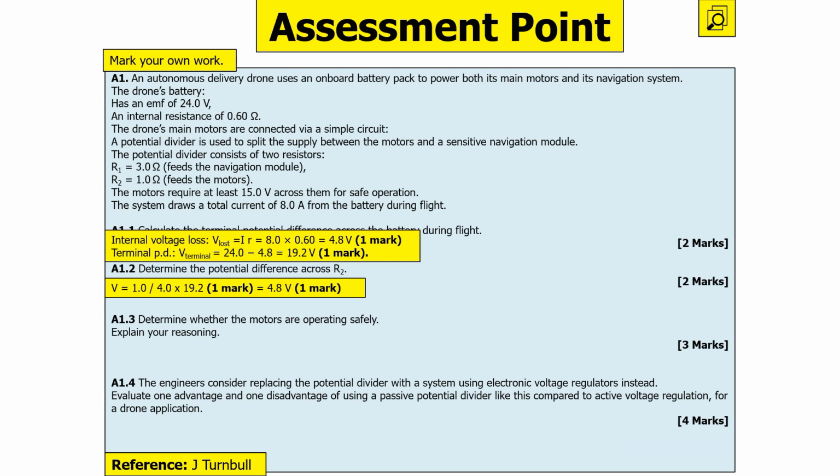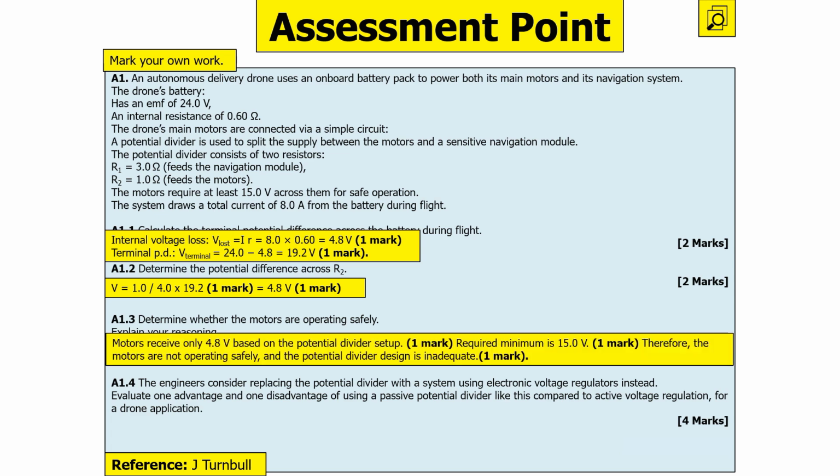Now in our next question, what's happening? Well, the motors will only receive 4.8 volts based on the potential divider setup. The required minimum for the motors to work is 15 volts, so therefore the motors will not operate safely and the potential divider's design is not appropriate, it's inadequate.